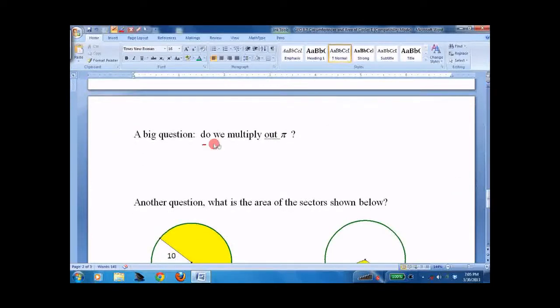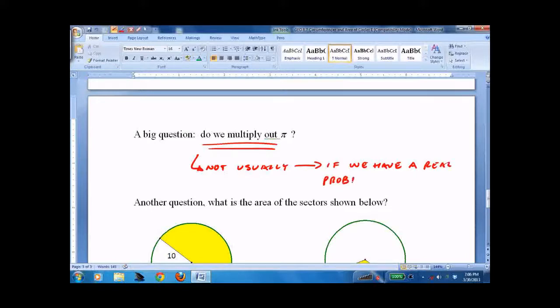So like I said, do we multiply pi out? Not usually. If we have a real problem, wheels turning, we want to know how much rubber's on it or something like that, then usually yes, because I don't want to order 22 pounds of rubber or something like that. So a real life problem. If it's just some random circle like I've been giving you so far, leave pi in the answer. If it's a real life problem, multiply it out.